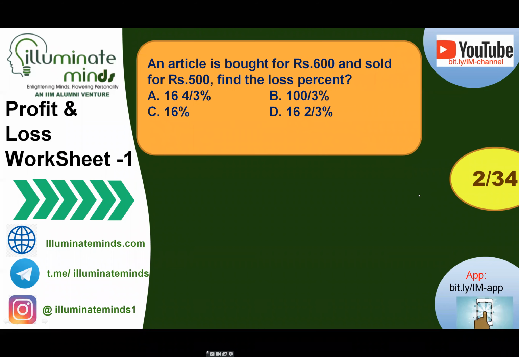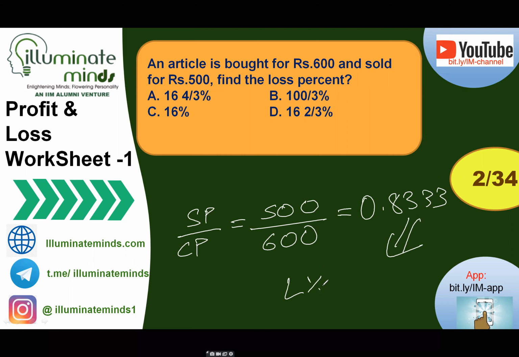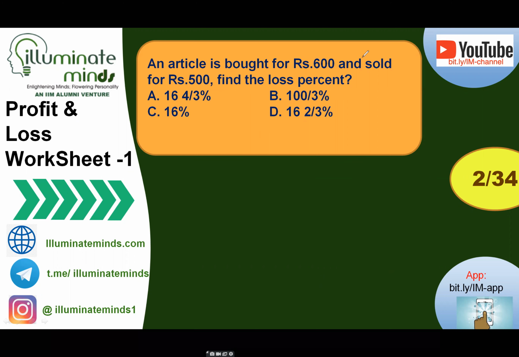Question number 2. We should be able to solve these questions very fast. An article is bought for rupees 600 and sold for rupees 500. Again, to do this, what I will do, SP by CP. SP by CP is 500 by 600, which is equal to 0.833, right? Which reflects that the loss percentage is equal to 16.66%. So the correct answer is 16 2 by 3. I hope there should not be any problem in this one as well. Let's move to the next one.